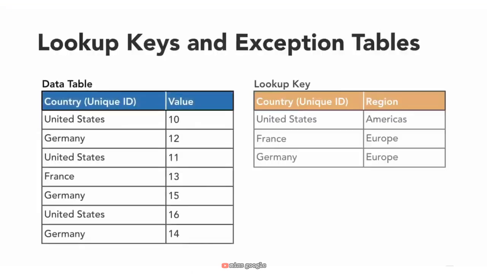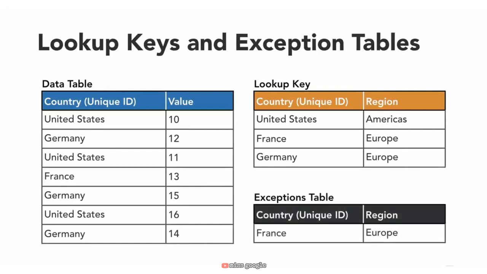We can set up multiple data connections within the Power Query editor, including data tables, lookup keys, and exception tables. Here, we can connect the data table to the lookup key on the unique ID to link the region information to each country. This makes it easier to see and change the grouping without having to change the entire data table. Then, if we know we want to exclude France, for example, we create a separate exceptions table to manage whether or not we include it in the dataset by essentially filtering it out.